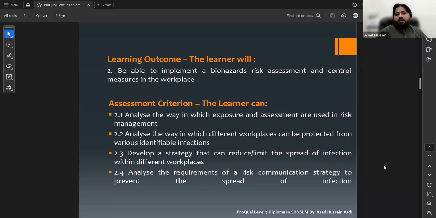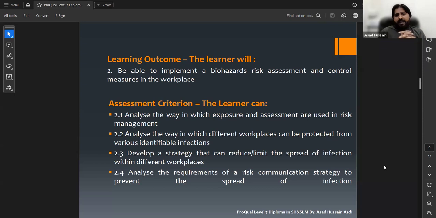So what this assessment criteria needs from you is what type of exposure, and how exposure and assessment are used in risk management. If you are managing the risk, definitely you need an assessment. Without any assessment you can't manage the risk, you can't control the risk. For risk management you should have a clear, well identified risk, and then you can apply a good group of controls over the risks identified.